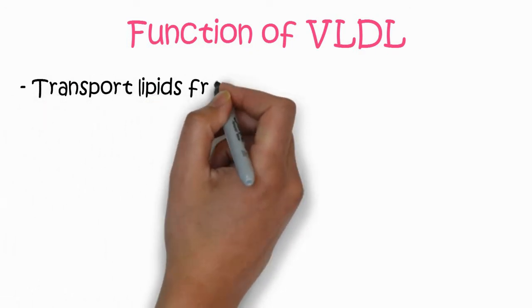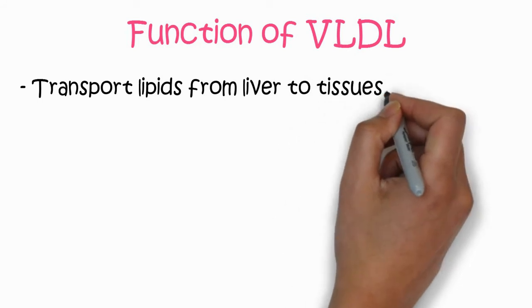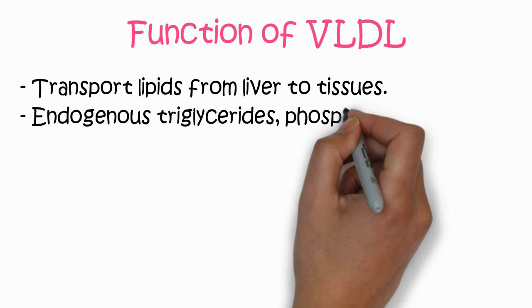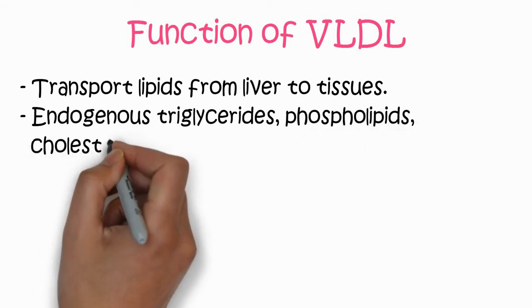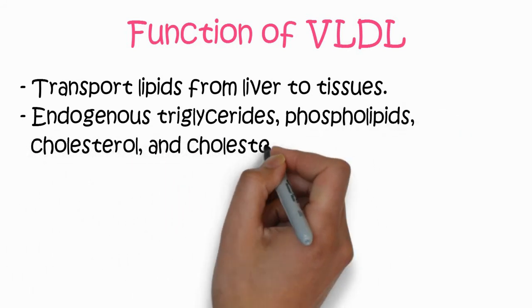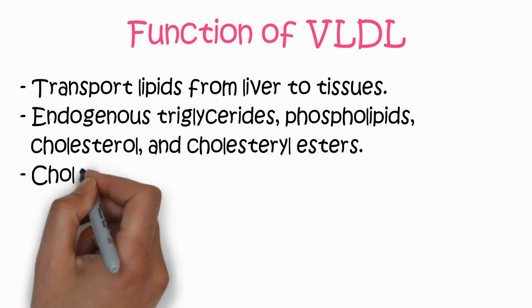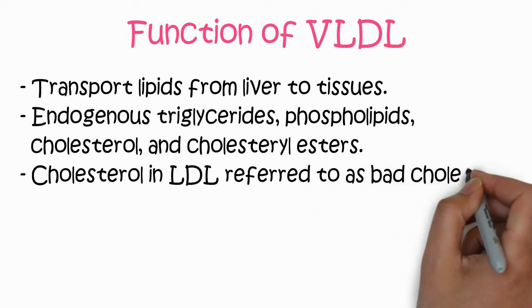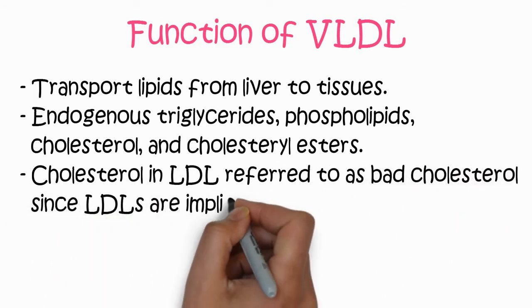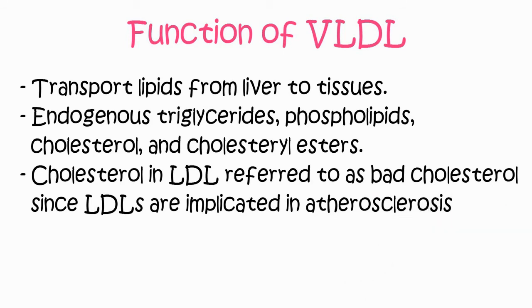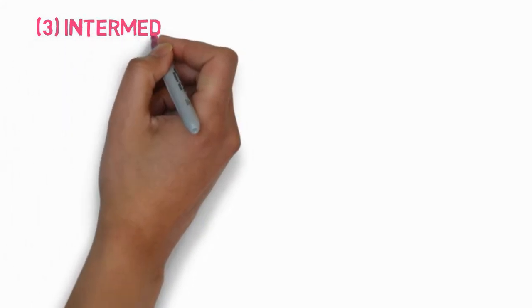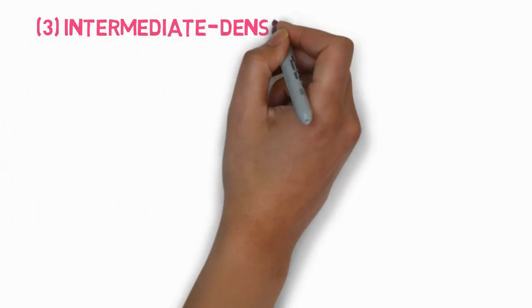Function of VLDL. They transport lipids from the liver to the tissues, and especially those lipids which are endogenous in nature, like triglyceride, phospholipids, cholesterol, and cholesterol esters. Cholesterol in the LDLs is referred to as bad cholesterol, since LDL are implicated in atherosclerosis. That's why it is important for health.